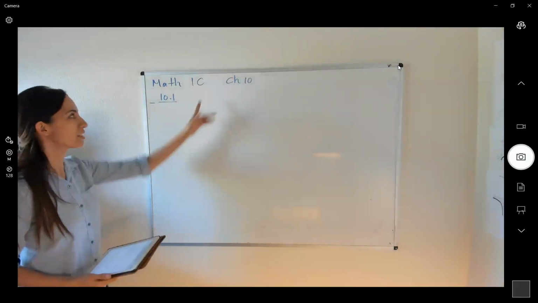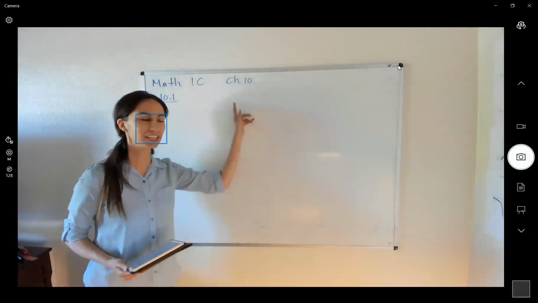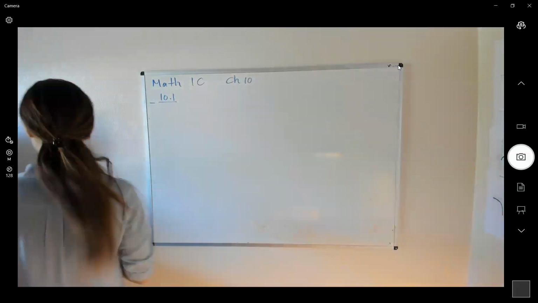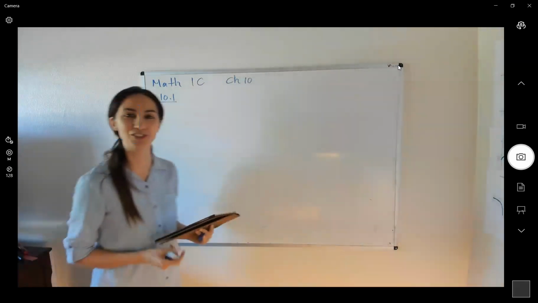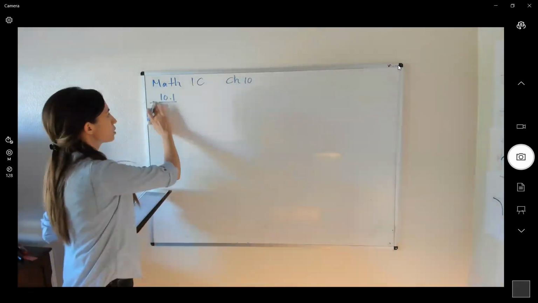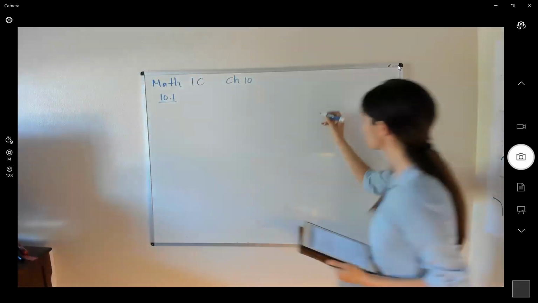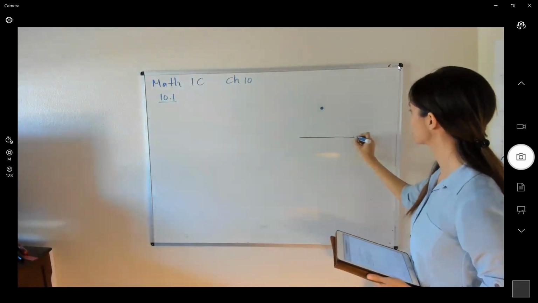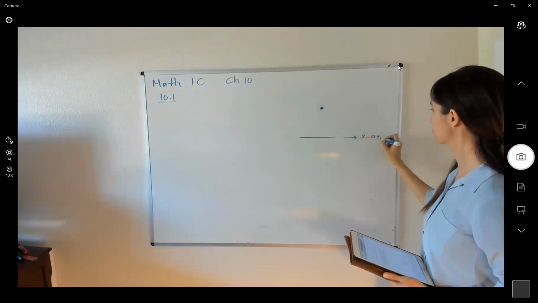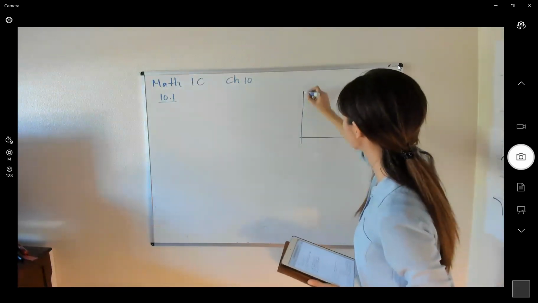Very well. Mag 1C, Chapter 10, 10.1. We're going to talk about parametric equations, parametric curves. So suppose you have just a particle moving in two-dimensional space. You have x-axis. Well, of course, you have y-axis.